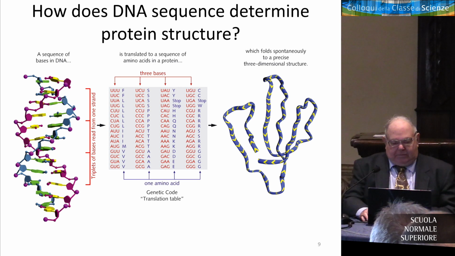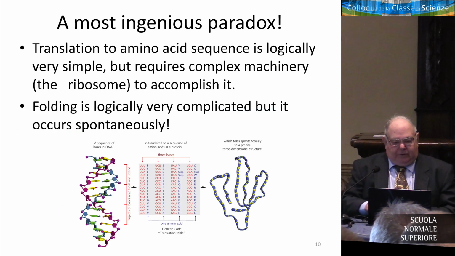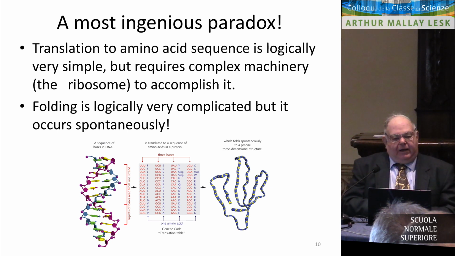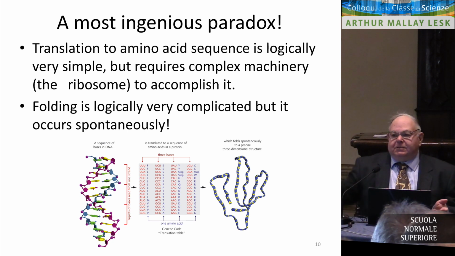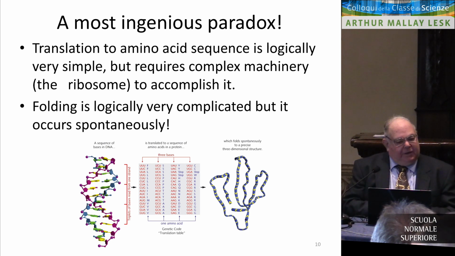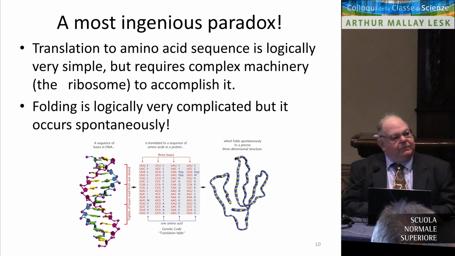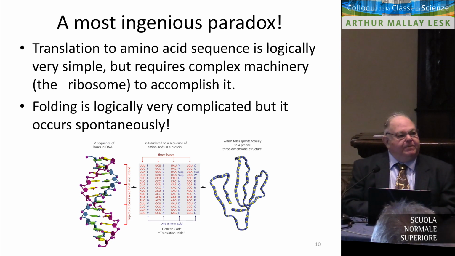Now, that is what Gilbert and Sullivan called the most ingenious paradox. And if you think about it, the translation to amino acid sequence is logically very simple. I could give you this slide and write down a nucleotide sequence and say, just take pencil and paper and figure out the amino acid sequence. You'd all be able to do it. I mean, take someone off the street, they'd be able to do it. Very simple logically. But the machinery required to achieve that involves the ribosome and many other auxiliary components. Very, very complicated machinery.